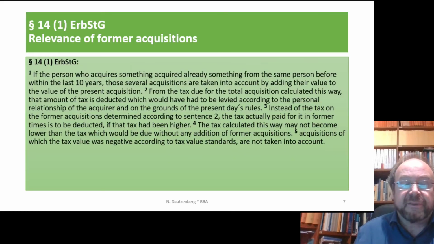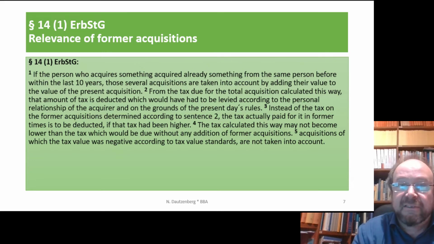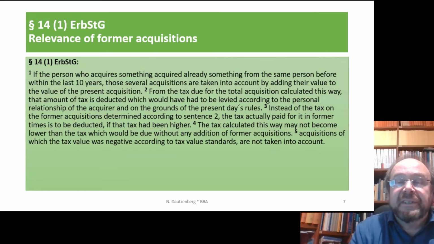Here is the legal source where you can look it up. If the person who acquires something already acquired something from the same person before within the last 10 years, those several acquisitions are taken into account by adding their value to the value of the present acquisition. And then from the tax due for the total acquisition now, that amount of tax is deducted which would have had to be levied according to the personal relationship of acquirer and on the grounds of the present day's rules. So exactly what we did just now is described here.